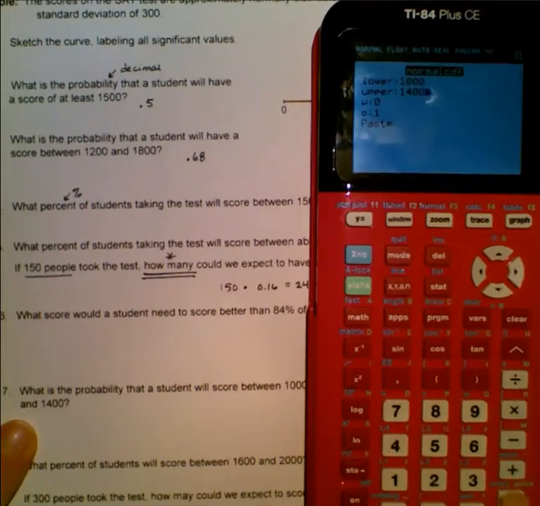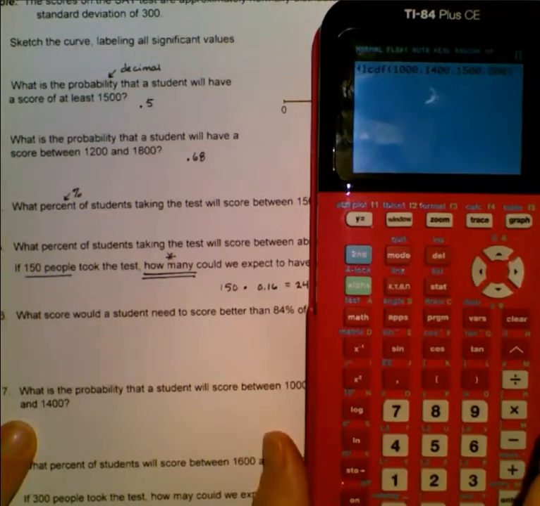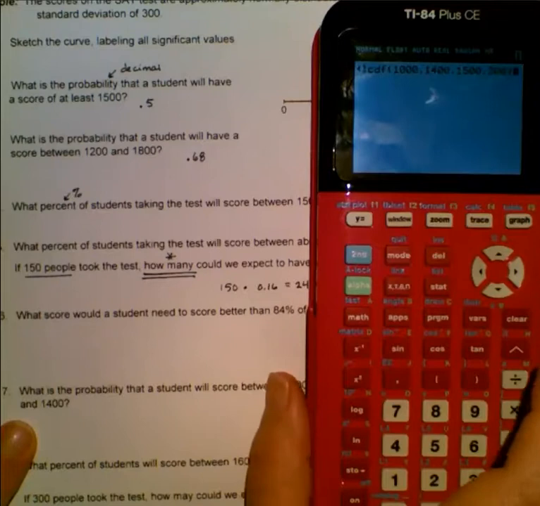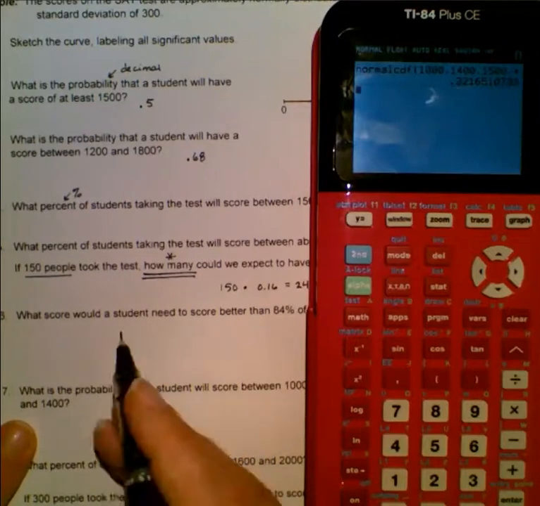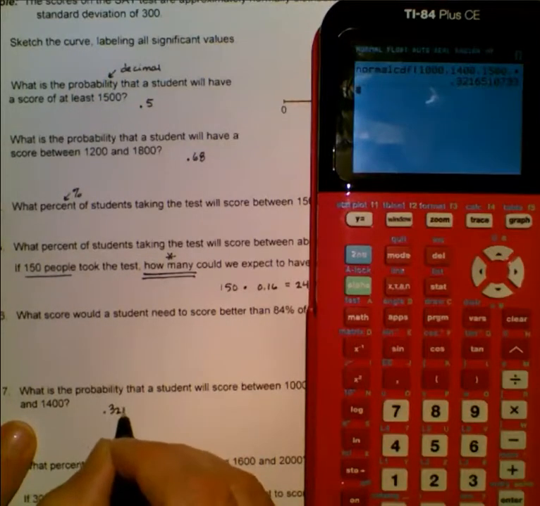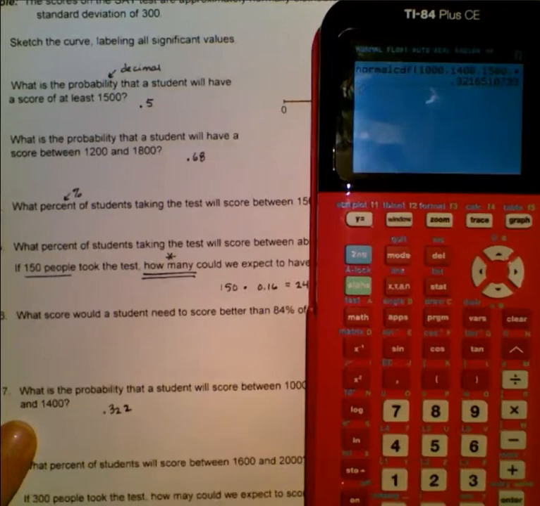The next thing here is our mean, and our mean was 1500. We're still using the same information from above. And our standard deviation was 300. Then we're going to go ahead and hit enter and paste that in. If you don't have the little helper, this is what it's going to look like on your screen. It's going to say normal CDF. You're going to have the low, the high, the mean, and the standard deviation. I'm going to press enter, and that tells us it's 0.32165. So that's 0.32, let's say 2, for the probability.